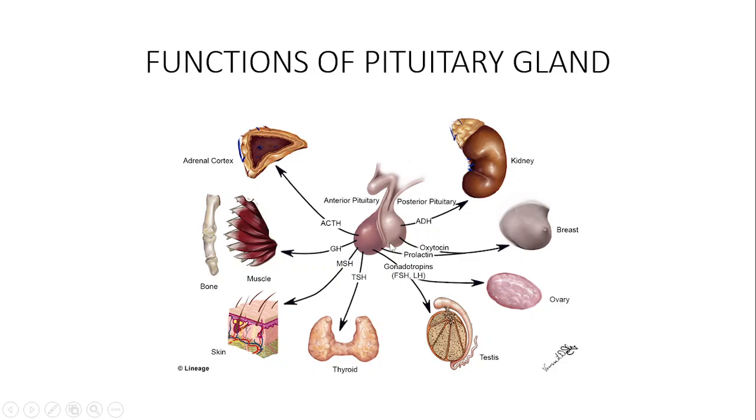Let's shift our attention to the posterior lobe of the gland. There are two basic hormones that are produced there. Antidiuretic hormone, also known as vasopressin. It acts on the kidneys. Then we have oxytocin. It acts on the breast. And of course, it acts on the uterus also, but it is not represented here.